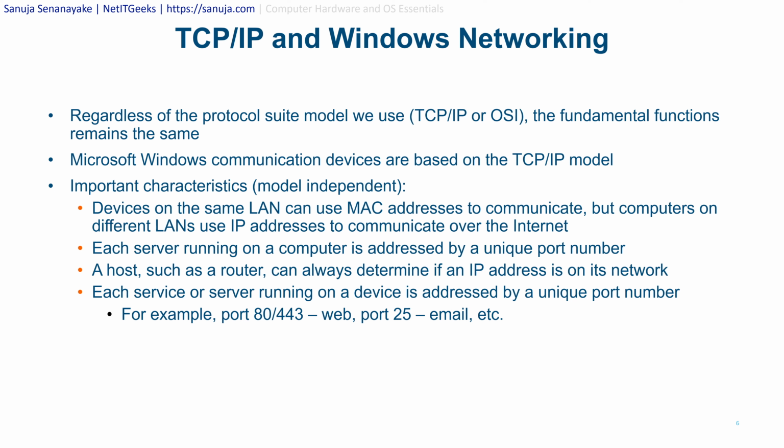Those include that devices on the same LAN can use MAC addresses to communicate, but computers on different LANs use IP addresses to communicate over the internet. As I briefly mentioned on my previous slide, if you are connected to your home network, you can communicate between two network-connected devices on your home network just using MAC addresses. But if you want to communicate to your friend's house or to the internet, then you have to use IP addresses. That's a characteristic of this model. This applies to the OSI model as well, but it is also unique to the TCP/IP model.